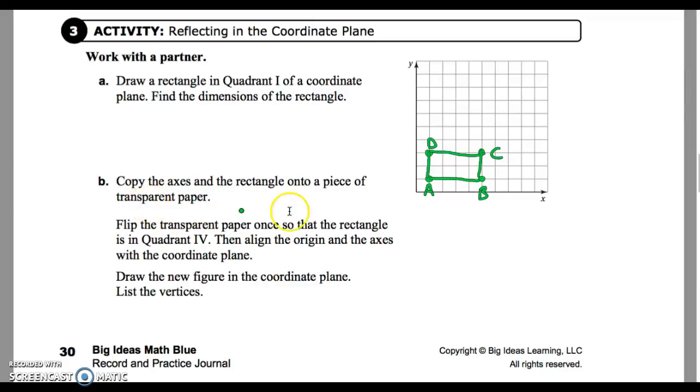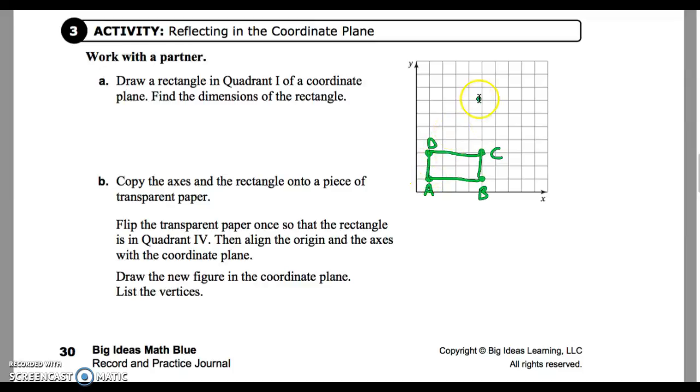So what you're going to do, and you'll need to pause the video here for just a minute and follow these directions. You're going to copy this image exactly. The x-axis, the y-axis, and your rectangle that you just drew. You don't need to do all these little grid lines through here. But make sure you label it A, B, C, and D also. And whenever you're tracing it, I would do it kind of dark so that it makes sure that it shows up when we go to reflect it.